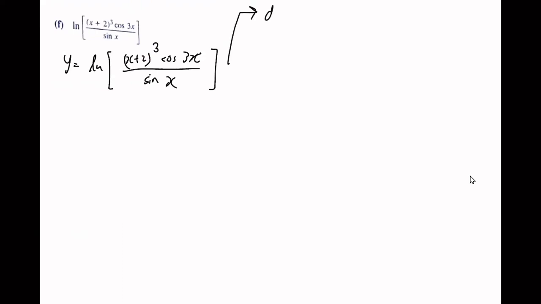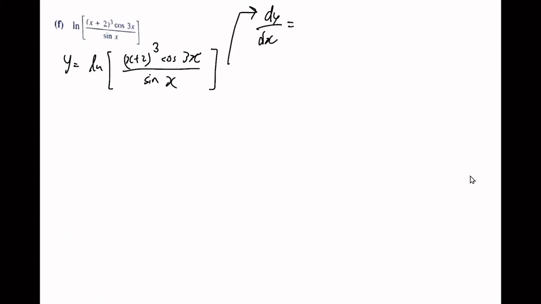Okay, next one, part F. Let's try. x plus 2 to the power 3 times cosine 3x over sine x. Wow, they are making your life very difficult. Okay, carry on. Let's say we don't use logarithm tricks and we just do it directly. Let me quickly demonstrate how to do it.